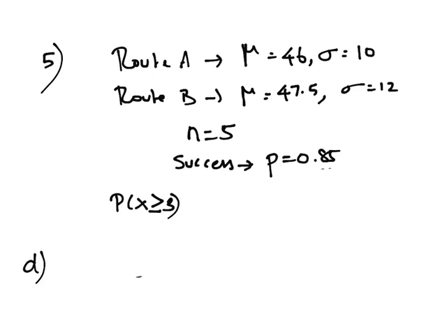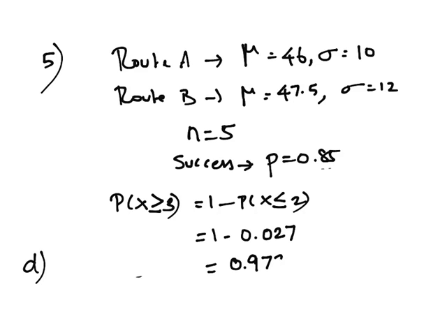So P of x at least 3 days means x greater than or equal to 3, so 1 minus P of x less than or equal to 2. So what I'll do is take the calculator, go to distribution, and then go to binomial. I'll go to BCD, data is variable, x is 2, number of trials is 5 and the probability of success is 0.85. So the answer is 0.0266, so 0.027. The answer is 0.973.